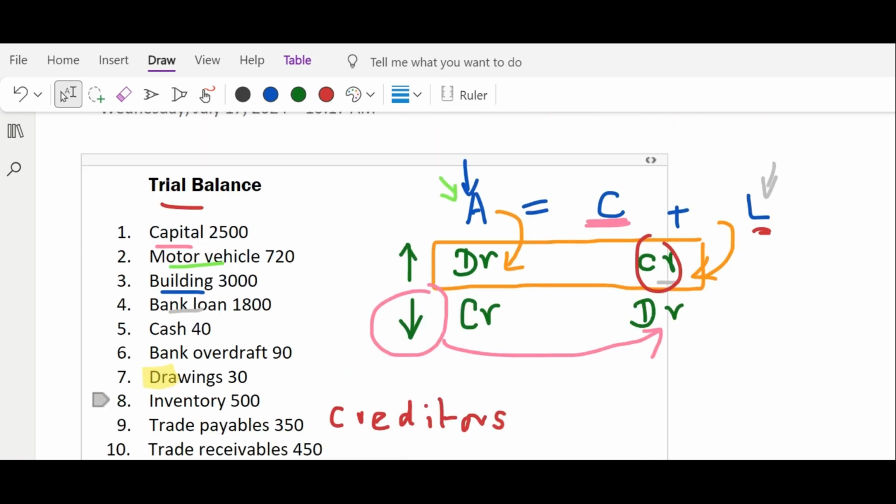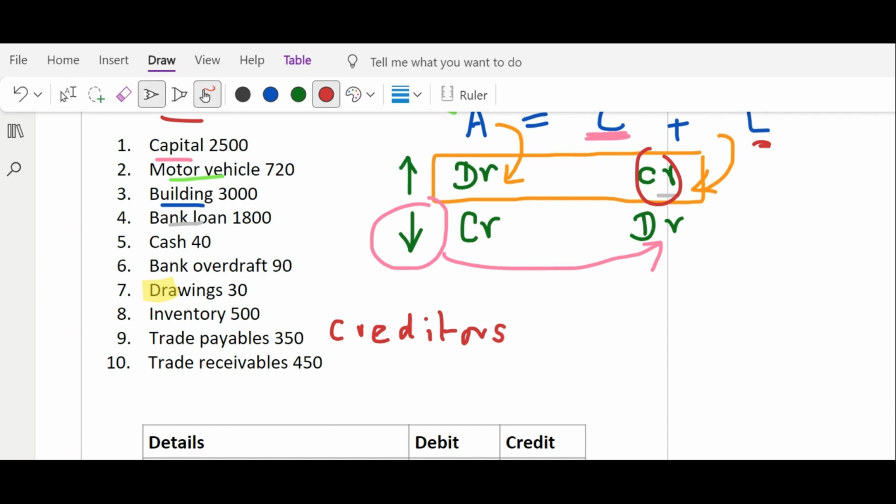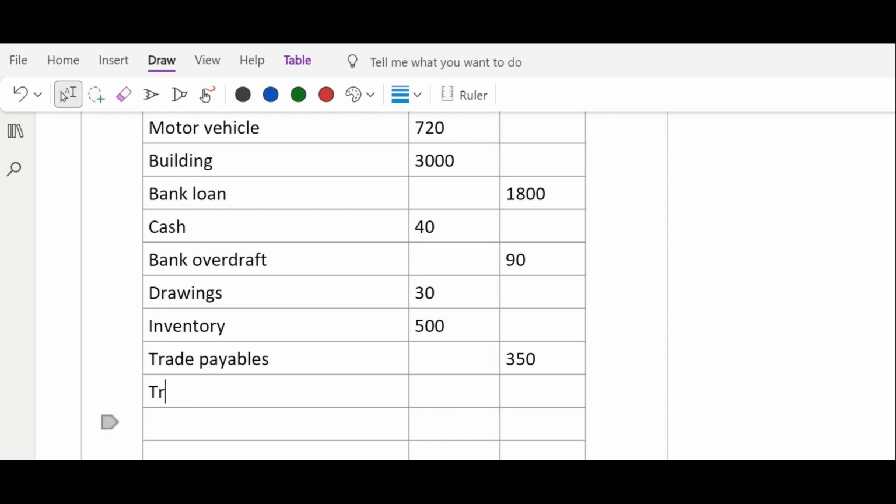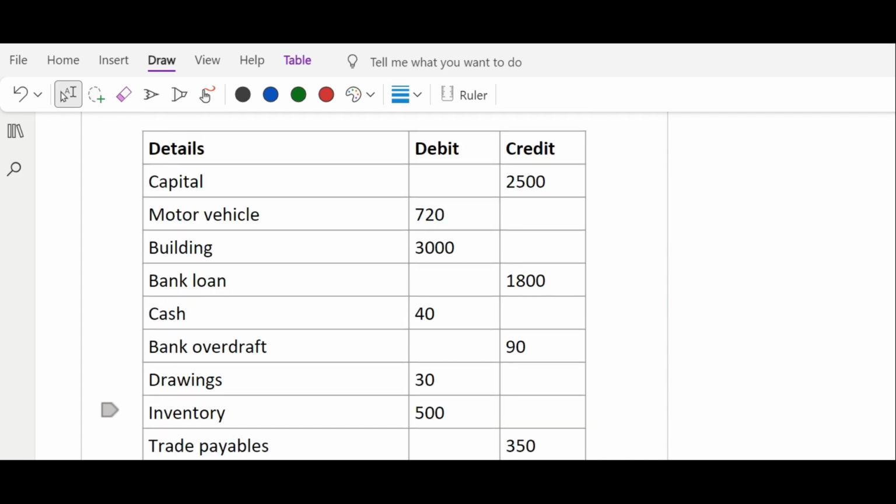Finally, we have trade receivables, another name, debtors. Opposite of creditors, in this case, we sell goods on credit, so the customer won't pay as and when we give the goods. The customer will pay later. So in the future, we will get money, which means it's an asset. 450. Trade receivables 450. So here we have the trial balance.